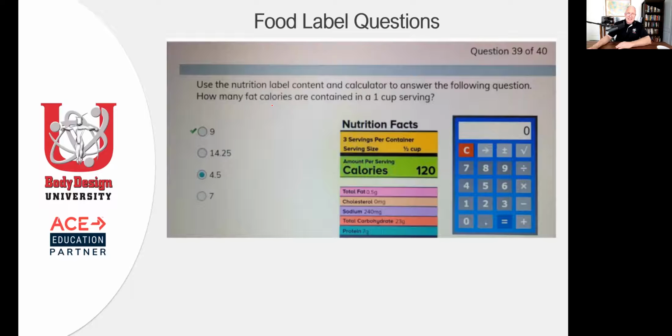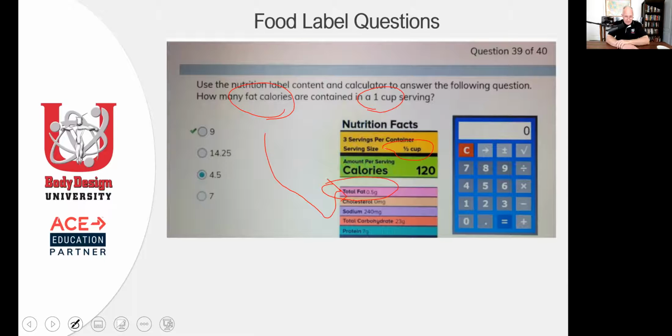How many fat calories are contained in a 1 cup serving? Okay, so what's your deal? I need fat calories. Nutrition labels give you grams normally. And they want to know 1 cup, but you're only given a half cup. So what are you going to have to do? Whatever you convert grams to calories, you've got to multiply by 2. Why? Because the serving size is a half cup, 0.5 grams of total fat.